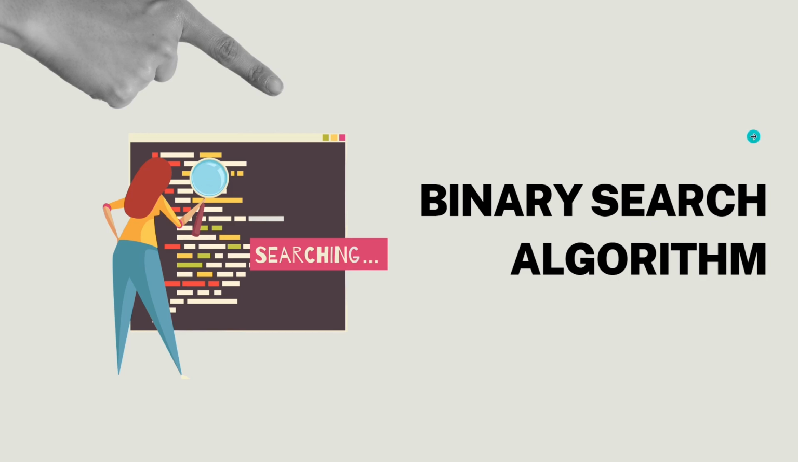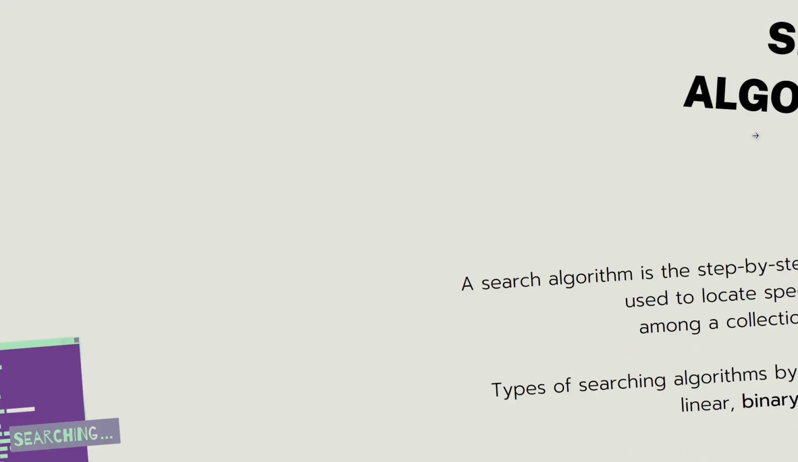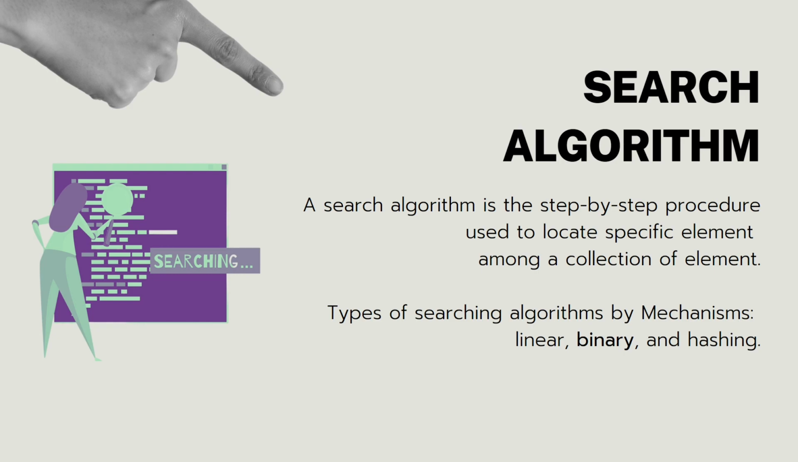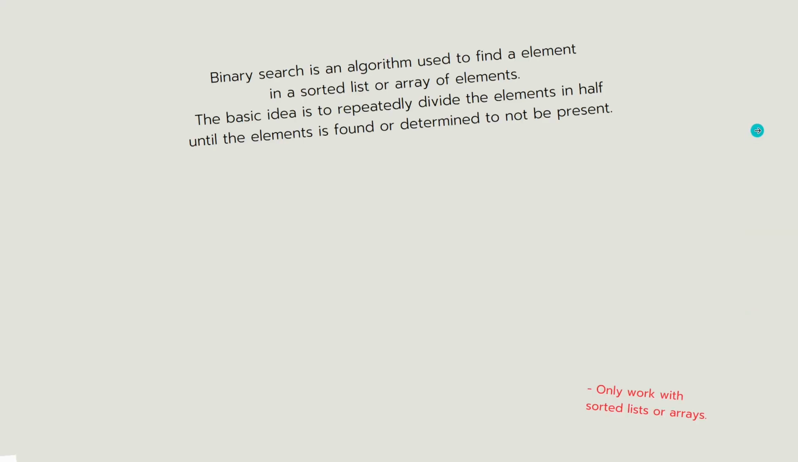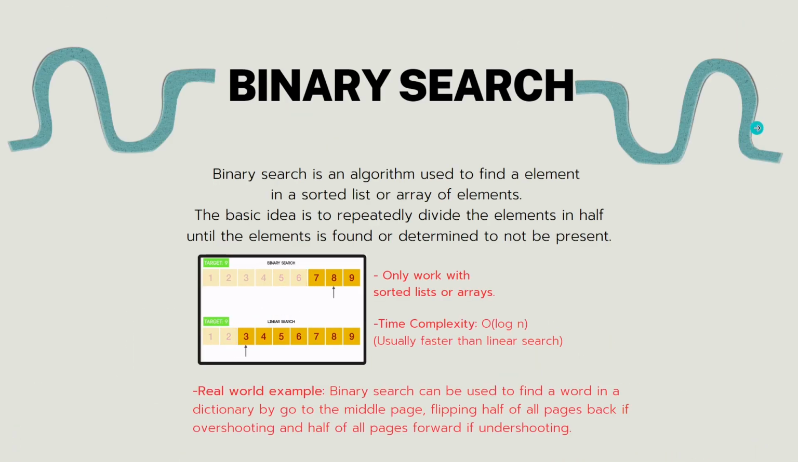Binary search algorithm. Search algorithm. A search algorithm is the step-by-step procedure used to locate a specific element among a collection of elements. Types of searching algorithm by mechanism: linear, binary, and hashing. Binary search. Binary search is an algorithm used to find an element in a search list or array of elements.